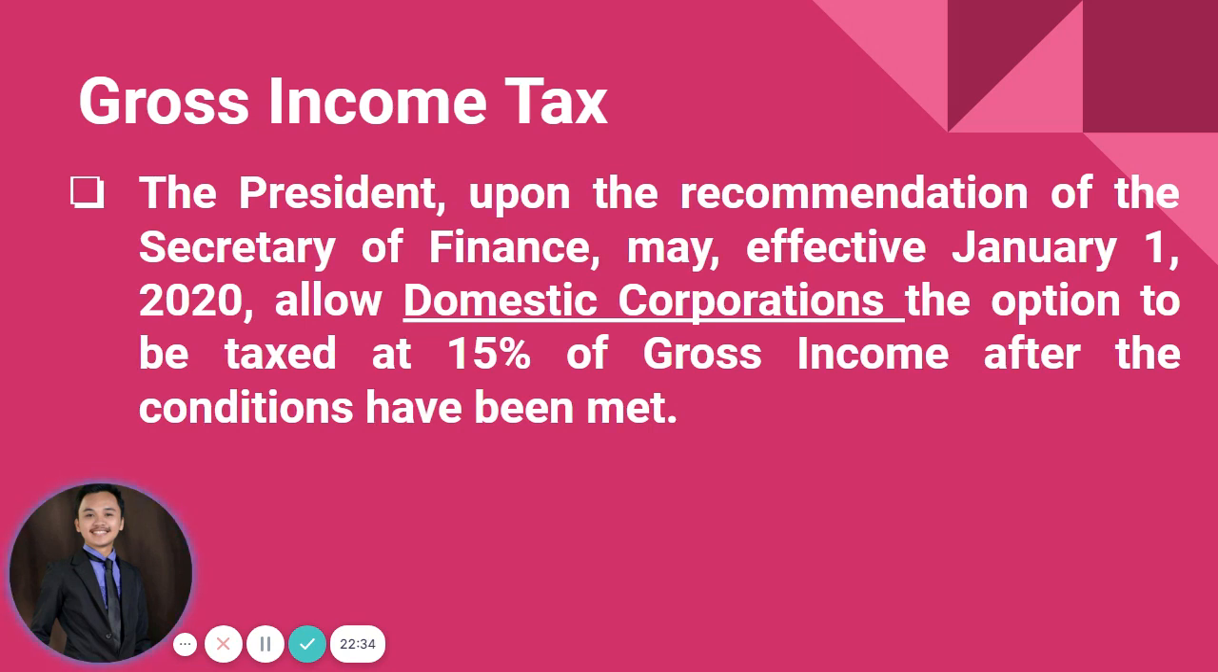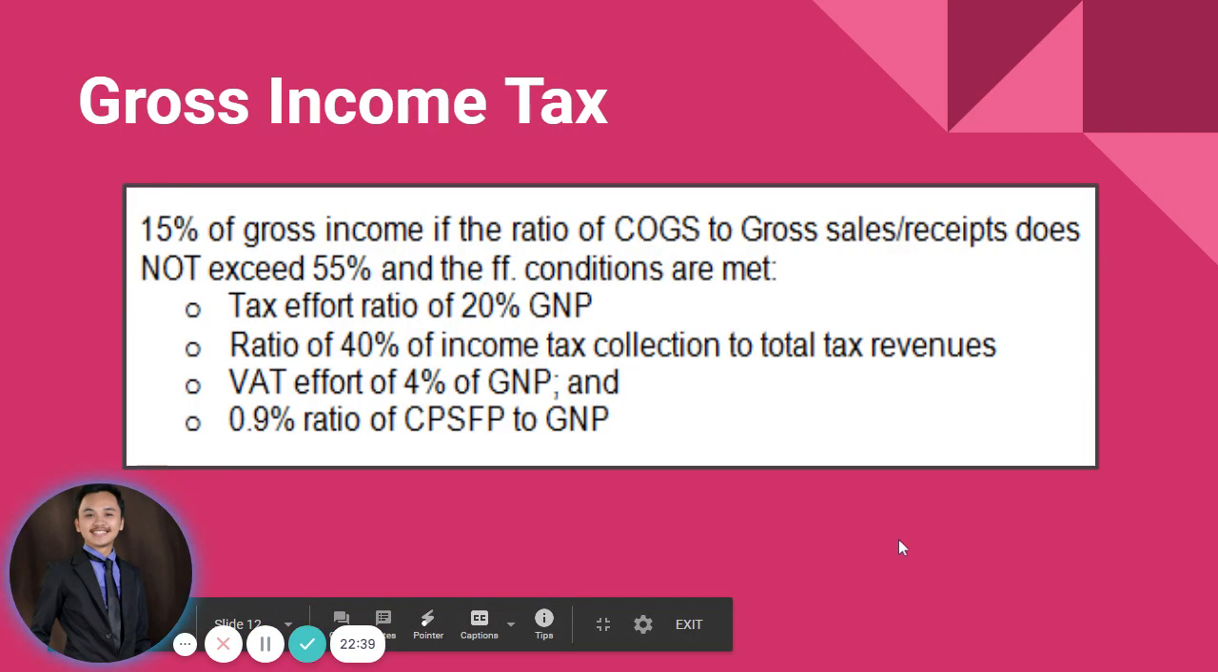Okay, let's proceed with the conditions required to be met by these domestic corporations in order for them to avail of the 15% gross income tax. 15% of gross income will be taxed over domestic corporations if the ratio of the cost of goods sold towards its gross sales or gross receipts does not exceed 55%, and the following conditions are met. So that means if the cost of goods sold is 55% and below, because the phrase states that it should not exceed 55%, then we could avail of the 15% gross income tax, meeting the following conditions.